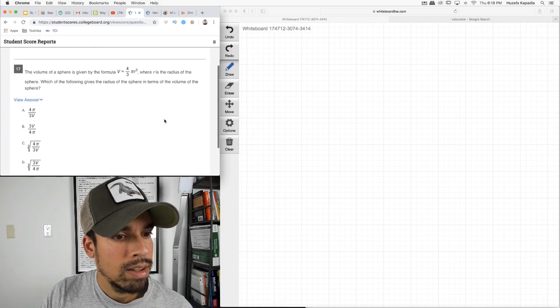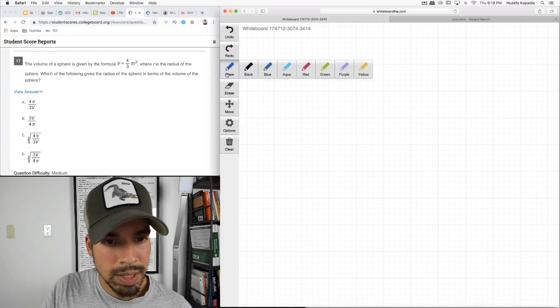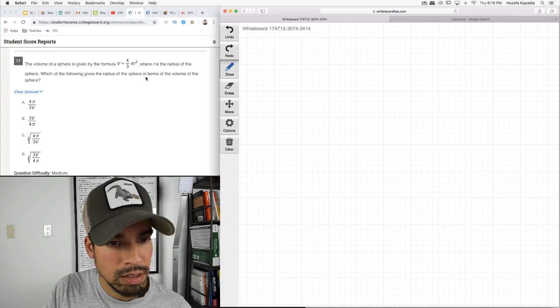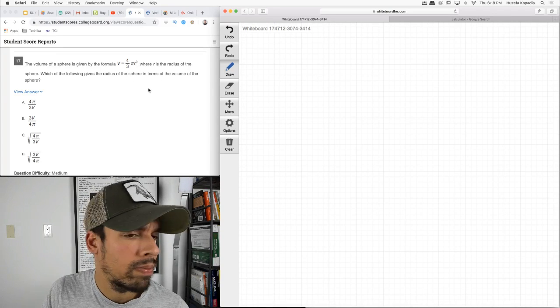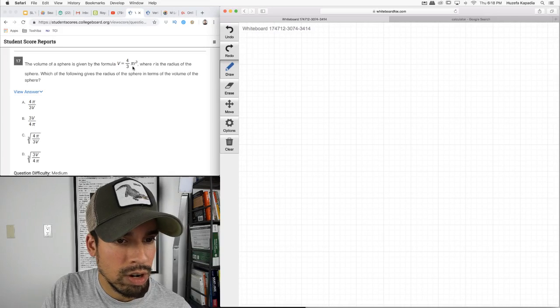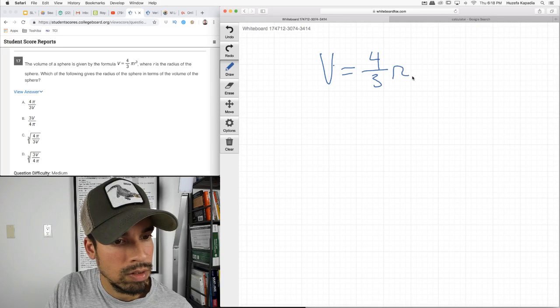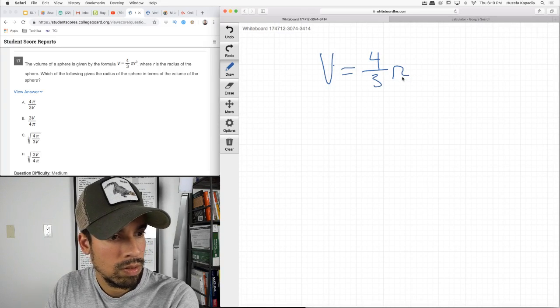Yeah. The volume of a sphere is given by this formula. Which of the following gives the radius in terms of the volume? All they're doing is isolating r. That's it. So let's do it here.